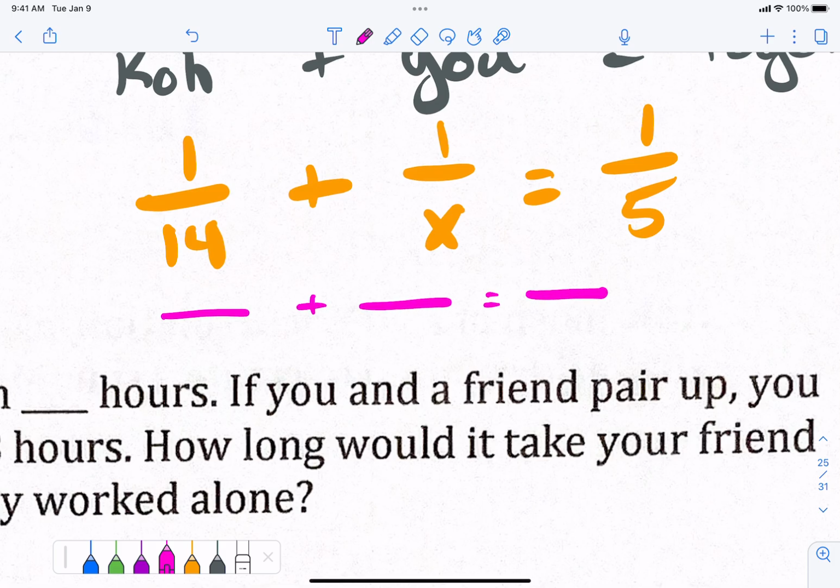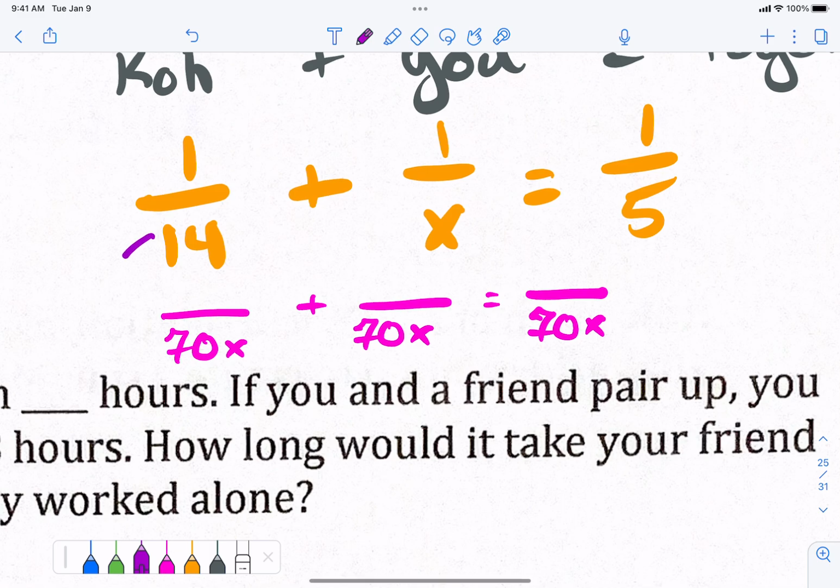5 is prime. I think 70? 70. 5 is prime, so 70x has to be the number. Okay, 70x, 70x, and 70x. That's going to be my common denominator, and then it's all going to FOIL out.